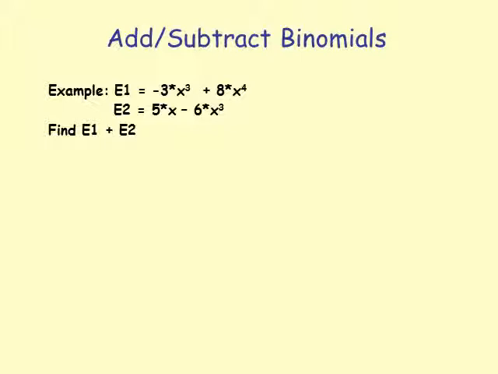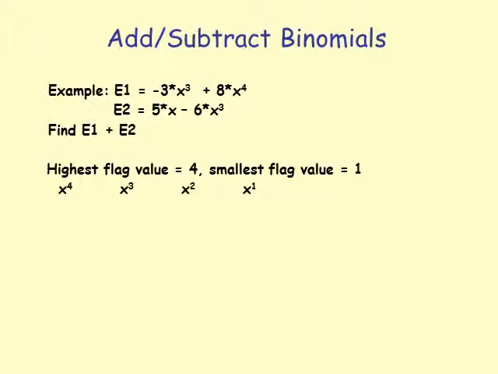So we have to find E1 plus E2. That's the problem here. The highest flag value is 4. Let's look at the flag values: 3 here and 4 here. So far 4 is the highest. Here's one with flag value 1 and one with 3. 4 is still the highest value, and the lowest value is here: 5 times x has a flag value of 1. The highest value is 4 and the lowest value is 1.